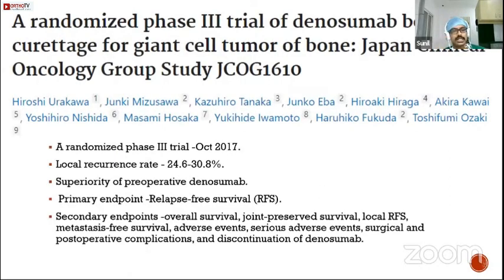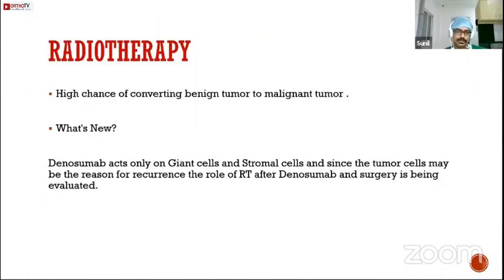What is ongoing is the Japanese study JCOG 1610, which is a phase 3 study which started in October, and results are expected in 2021. They are trying to evaluate the superiority of denosumab. The primary endpoint is relapse-free survival.